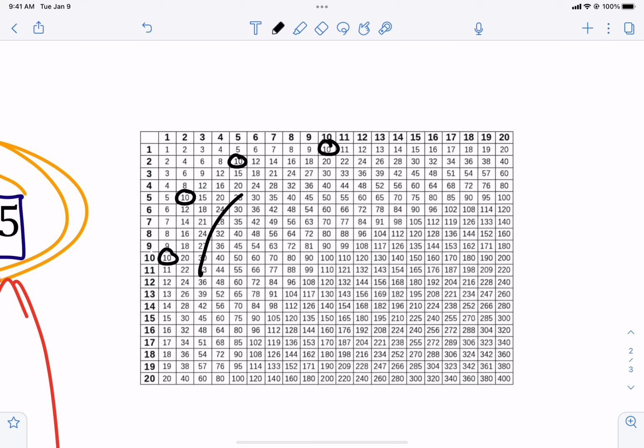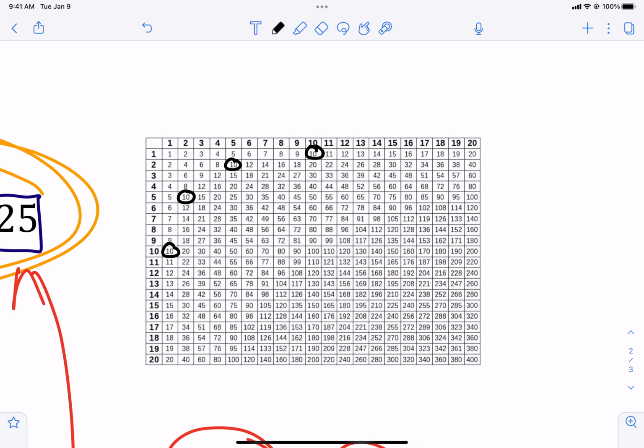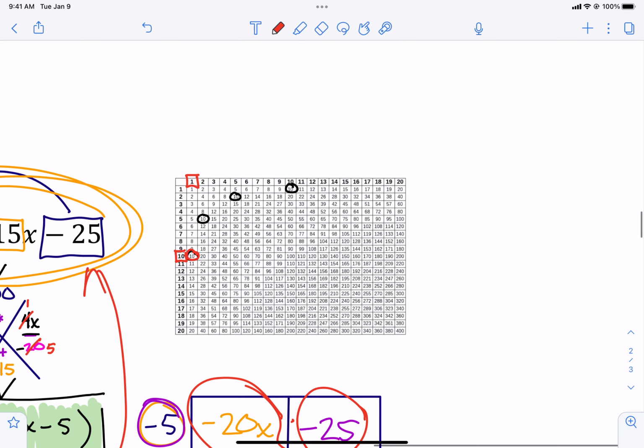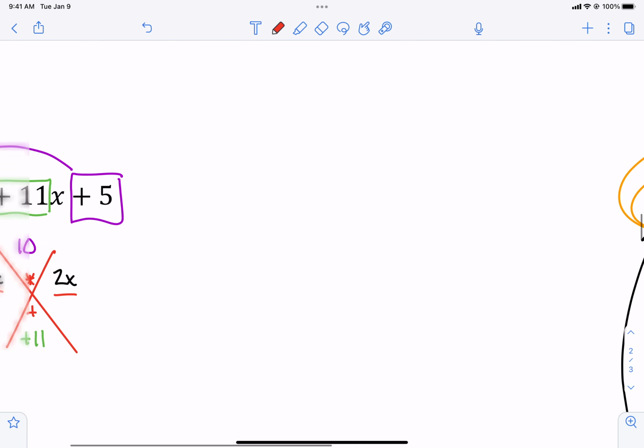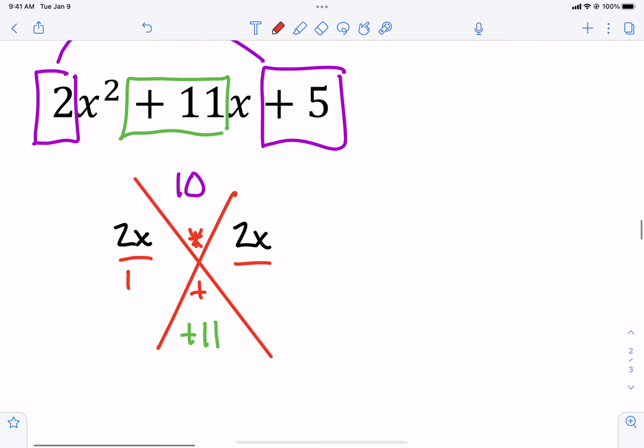I think I got them. Again, notice how they follow kind of that arc. And these are just all the combinations of numbers that multiply to give us 10. So remember, we were looking for two numbers that multiplied to give us 10 that add to give us 11. So for this one, it would have been 10 and 1, and notice those do add to give us 11. So on the side over here, I can put a positive 10 here and a positive 1 there.